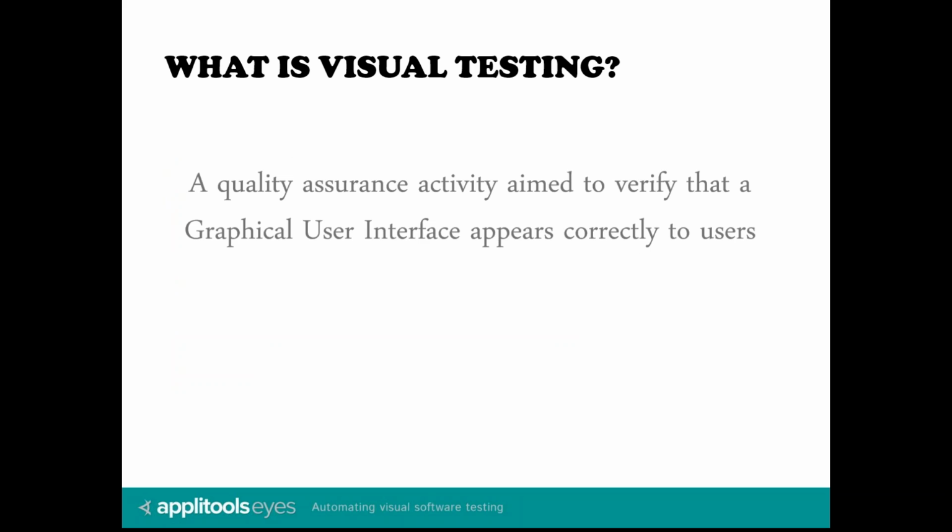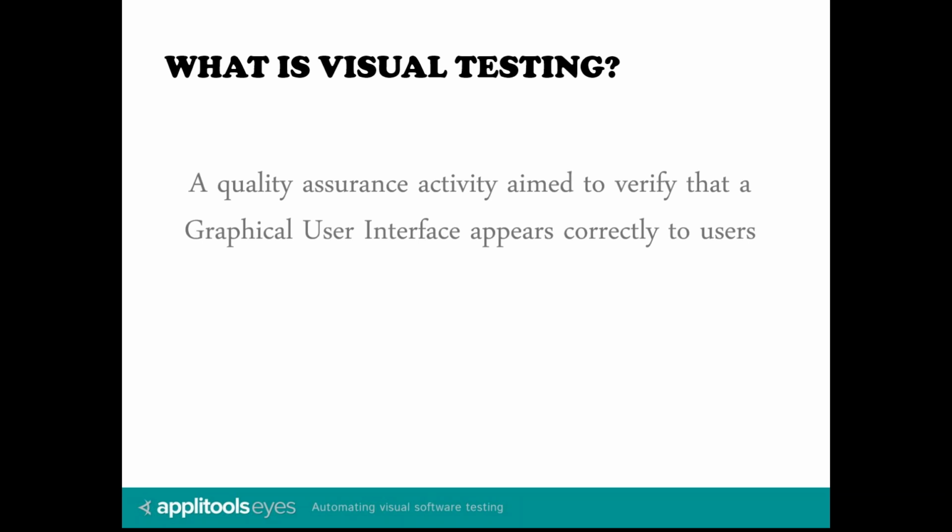So let's get started. What is visual testing? Visual testing is a quality assurance activity aimed to verify that a graphical user interface appears correctly to users. This goes beyond the traditional functional testing that you're used to doing with tools like UFT or Selenium, where you actually validate the functionality of the application through the UI. What we are focusing on here is making sure that the UI itself appears correctly to the end user.